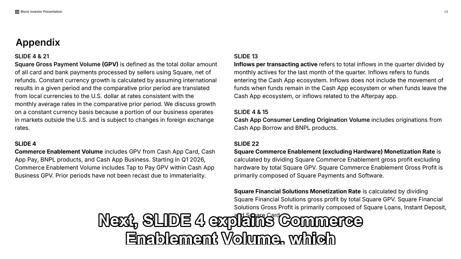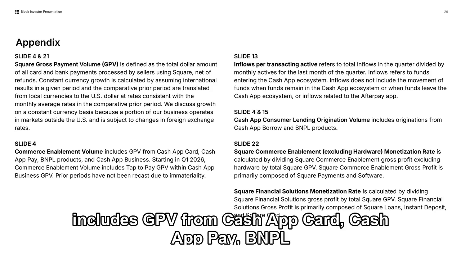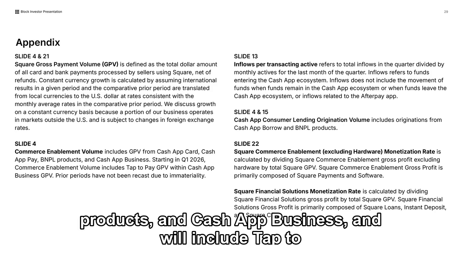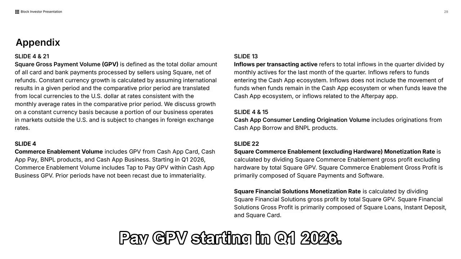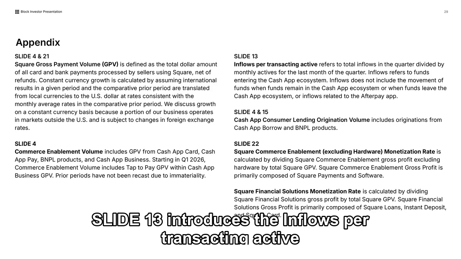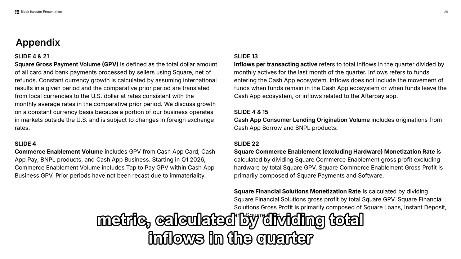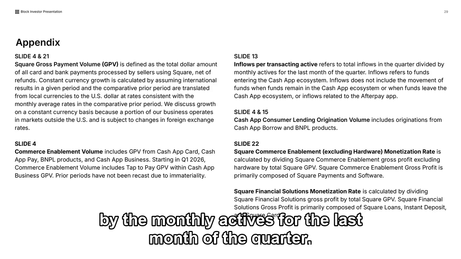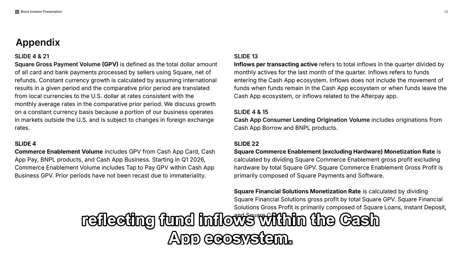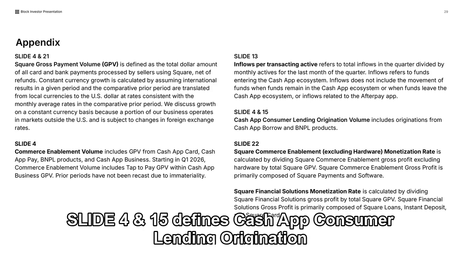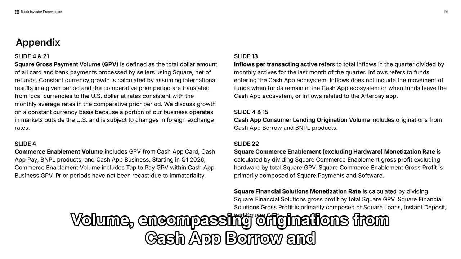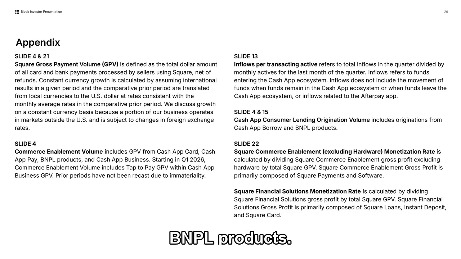Next, slide 4 explains commerce enablement volume, which includes GPV from Cash App Card, Cash App Pay, BNPL products, and Cash App Business, and will include Tap to Pay GPV starting in Q1 2026. Slide 13 introduces the inflows per transacting active metric, calculated by dividing total inflows in the quarter by the monthly actives for the last month of the quarter, reflecting fund inflows within the Cash App ecosystem. Slide 4 and 15 defines Cash App consumer lending origination volume, encompassing originations from Cash App Borrow and BNPL products.